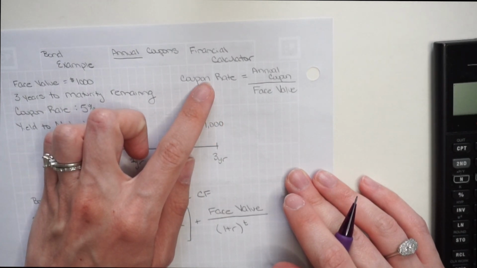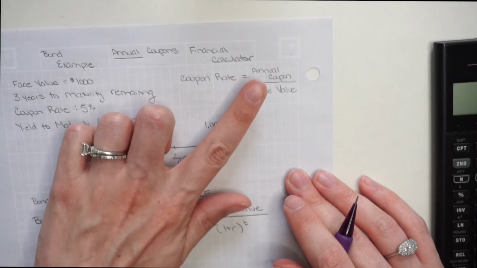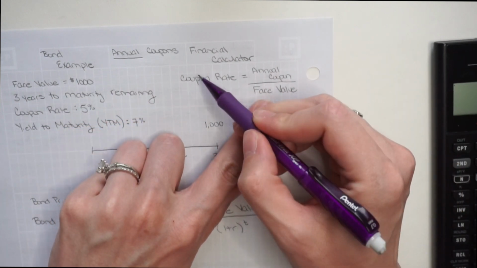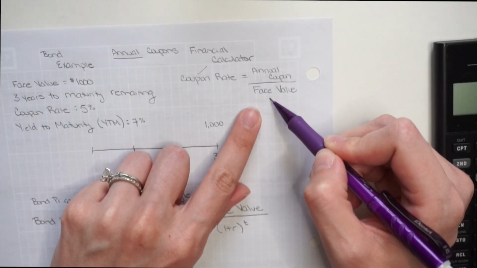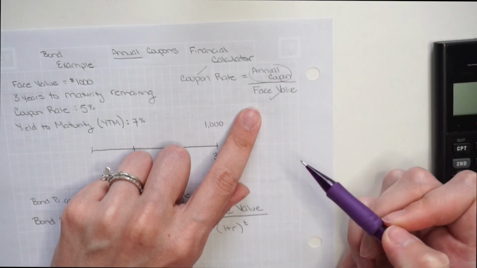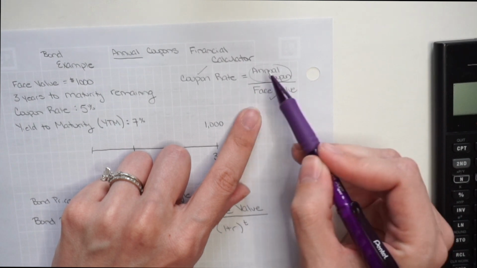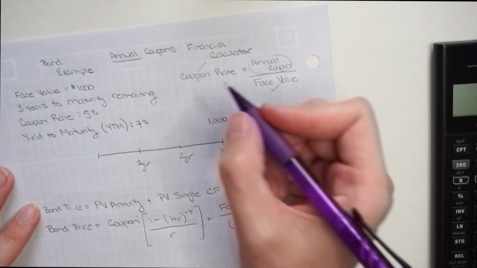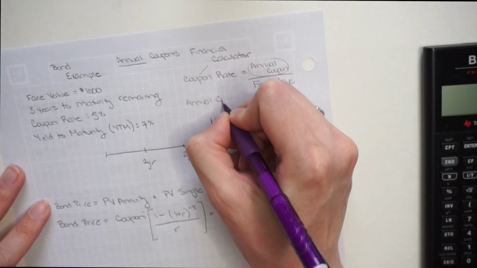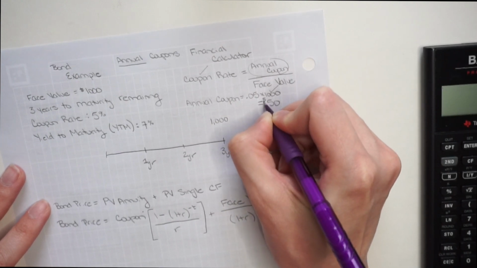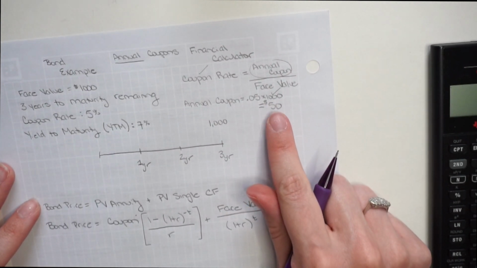The equation for coupon rate I just wrote out here. Coupon rate equals the annual coupon divided by the face value. I know the coupon rate and I know the face value, so I can rearrange to solve for the annual coupon. To get the annual coupon, I'm going to multiply the coupon rate by the face value. So I end up with an annual coupon of $50.